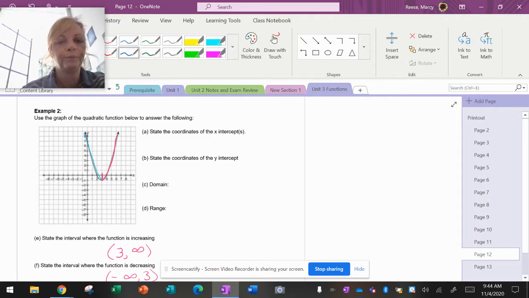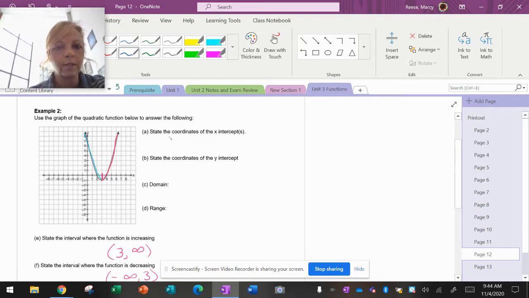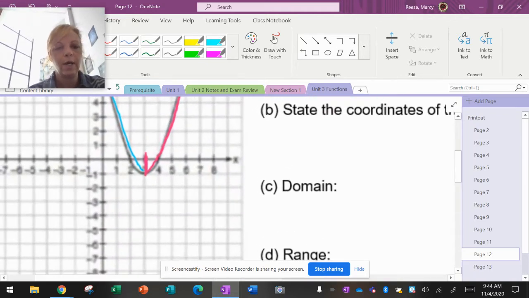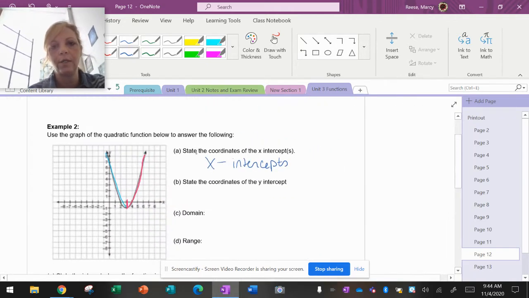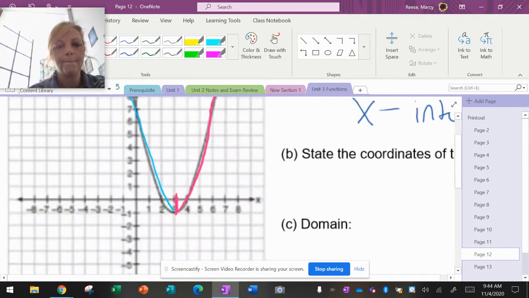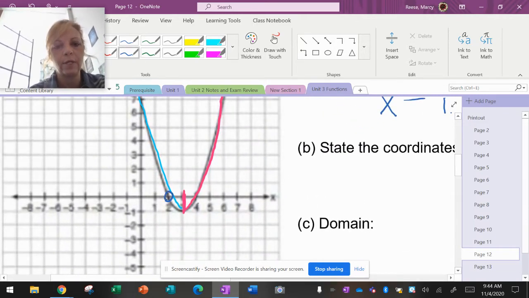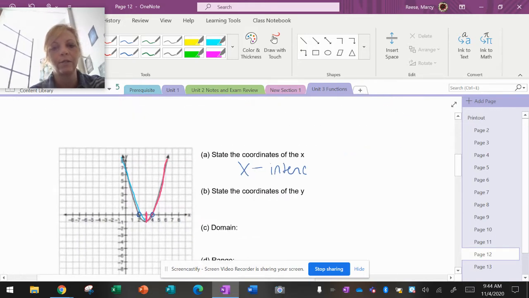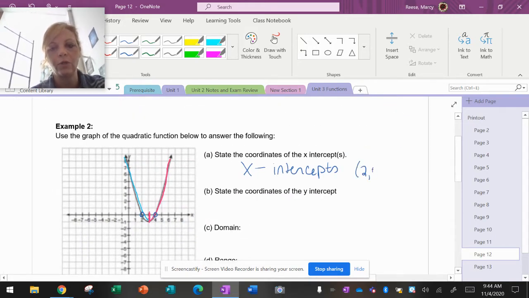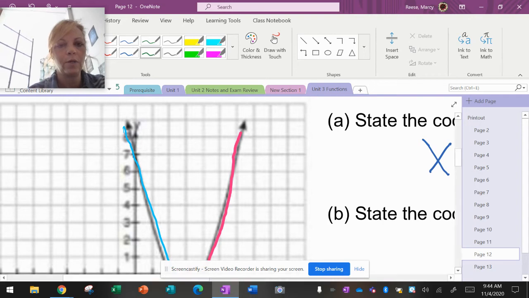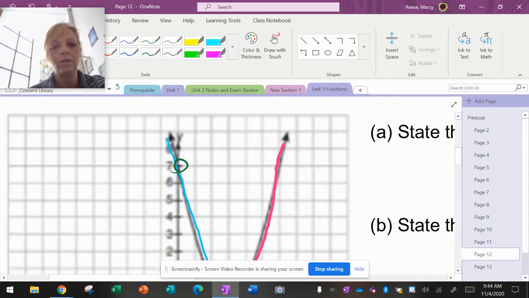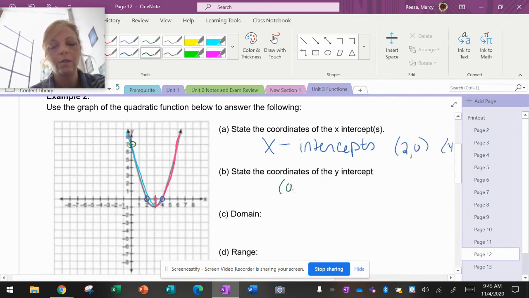All right, so we talked already about x-intercepts. So let's look at x-intercepts. An x-intercept, remember, and I did it in blue, is any place where it hits the x-axis. So the x-intercepts for this are (2, 0) and (4, 0). The y-intercept, let's do it in green, is going to be (0, 7).